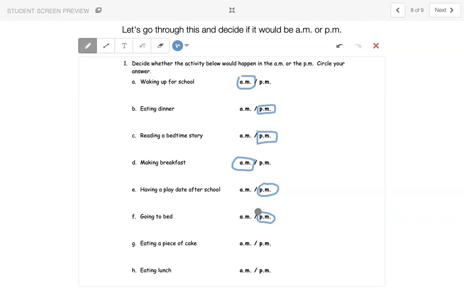Eating a piece of cake. Do we have to do that in the a.m. or the p.m.? I think we could do that both times. You might be on a Saturday having it at a party in the a.m. or in the p.m. And eating lunch. We could eat lunch at 11 a.m. I know at my school we do that sometimes. Or we could be eating at 1 p.m. So I think we could do either one also.